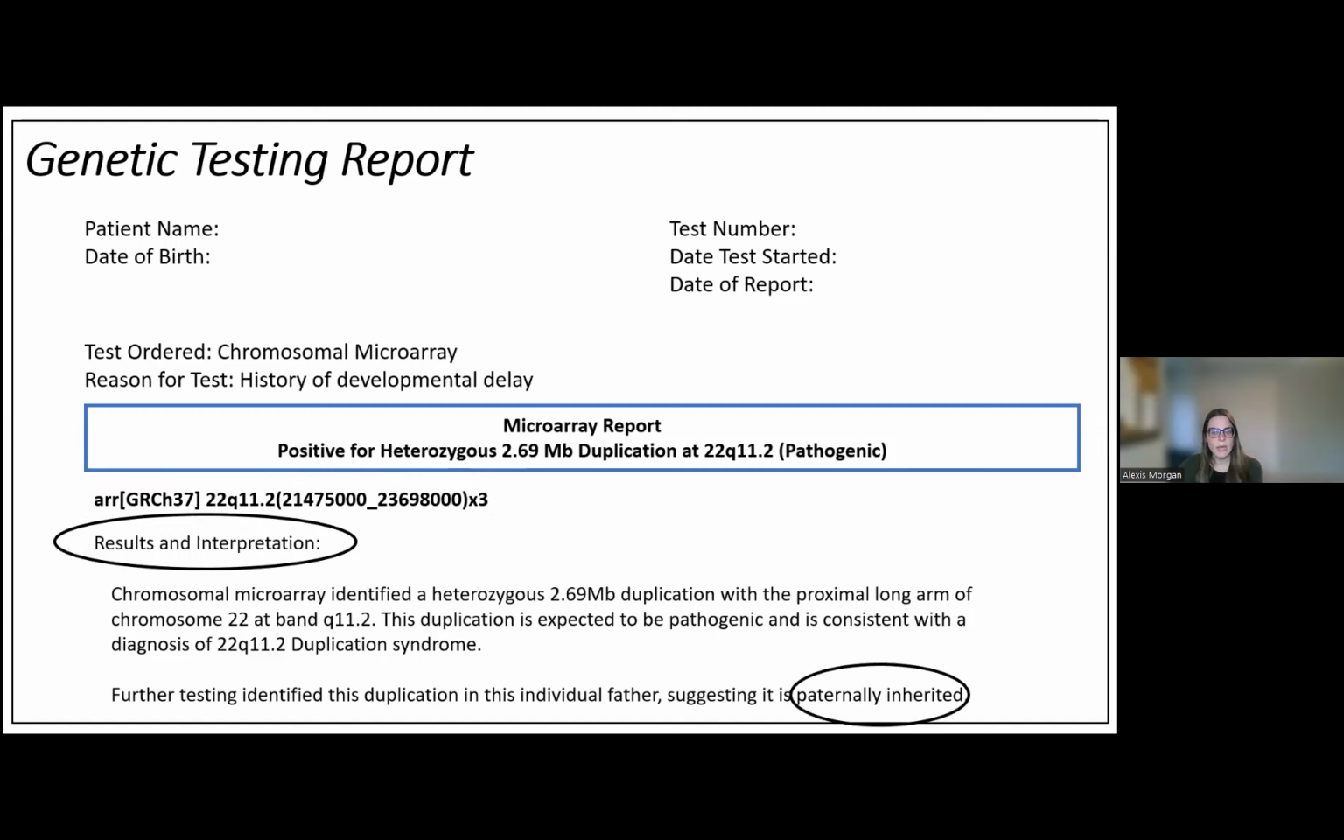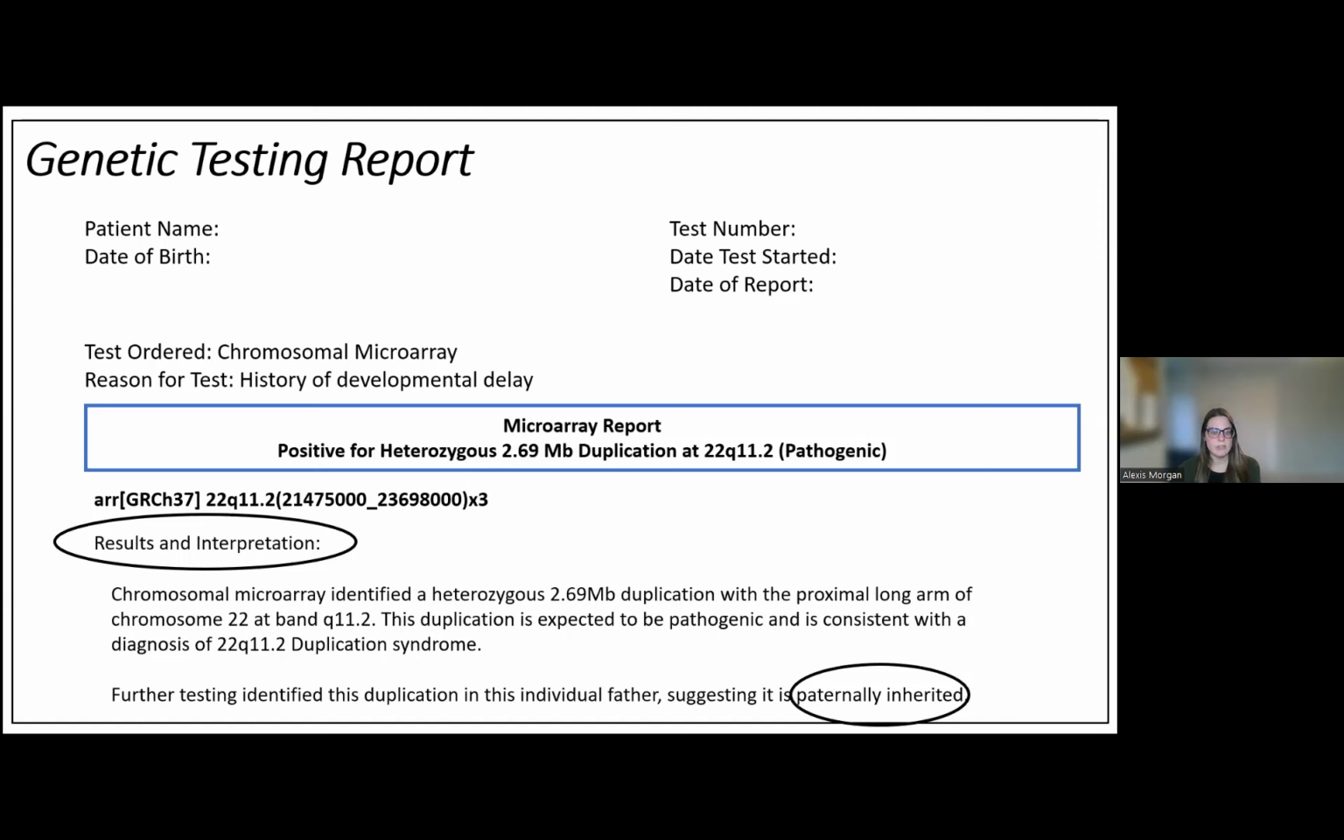Reports will also have a results and interpretation section where they provide additional information about what type of copy number variant was identified, what genes are included in that chromosomal region, and what conditions might be caused by the copy number variant.